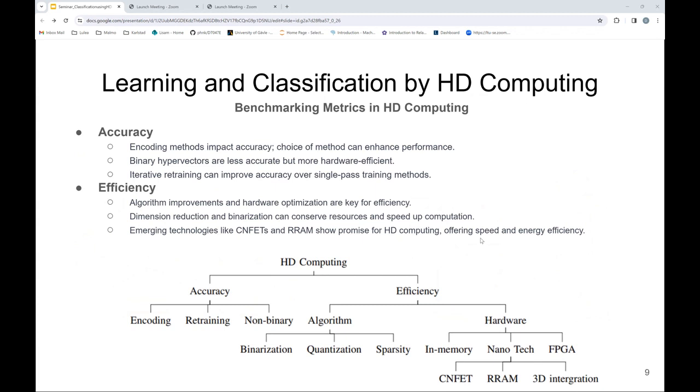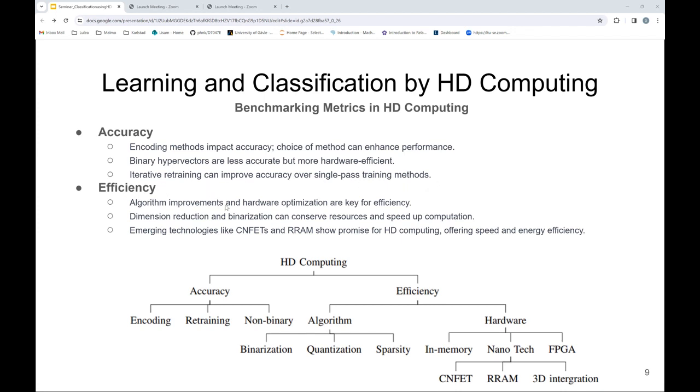The learning and the classification process can be benchmarked using accuracy and efficiency as metrics. The encoding methods impact accuracy, and the choice of method can enhance the performance. Binary hypervectors are less accurate but more hardware efficient, while iterative retraining can improve accuracy over single pass training methods.